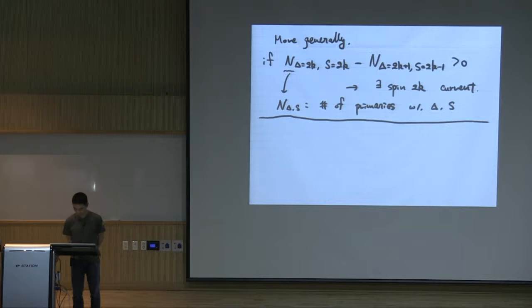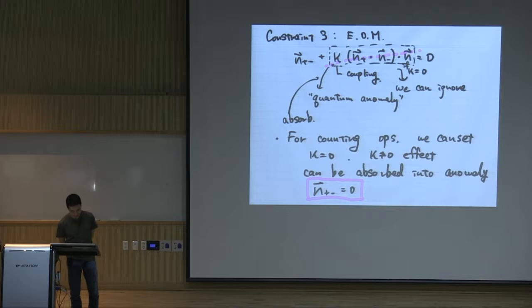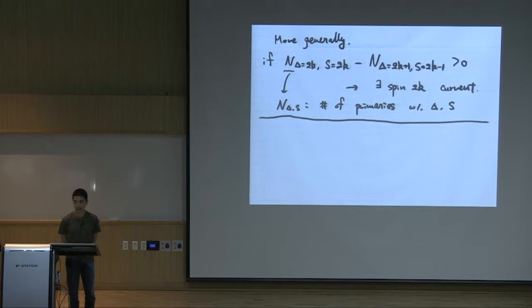So as I said, the O(N) model is generally non-conformal. It has a non-trivial RG flow. But if you go back to what I did in the analysis, when imposing the equation of motion constraint, I was basically neglecting the nonlinear term. And after doing that, the theory essentially became free. And the free theory has a conformal symmetry. So there is some well-defined notion of conformal primary in that limit. And then you can do the counting there.